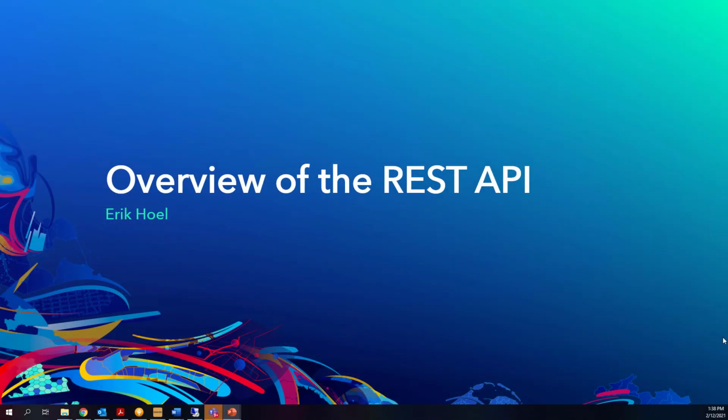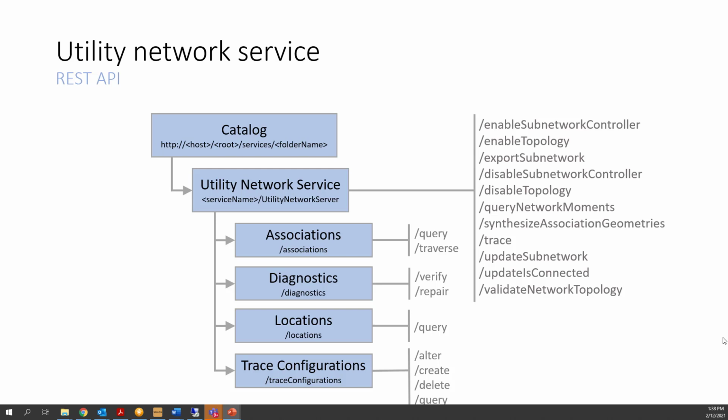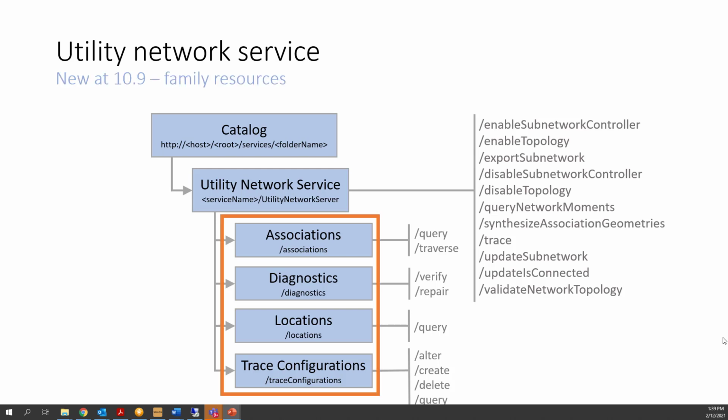So, let's go through a little bit of an overview of the REST API. With the 10.9 release, you'll see that the REST API is growing quite a bit for the utility network service. Okay, we see some new bits and pieces on here. Let's start going through those. First, we see 4 new family resources. These are termed family resources.